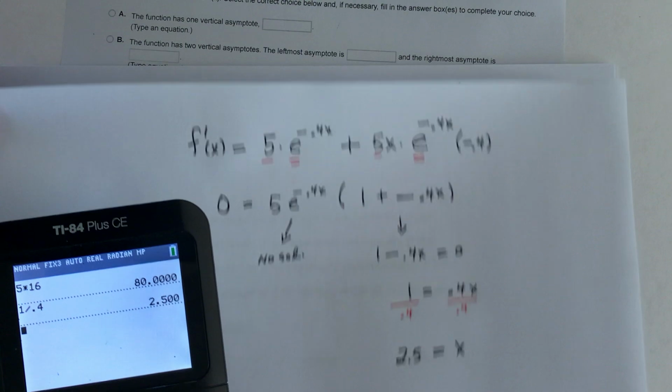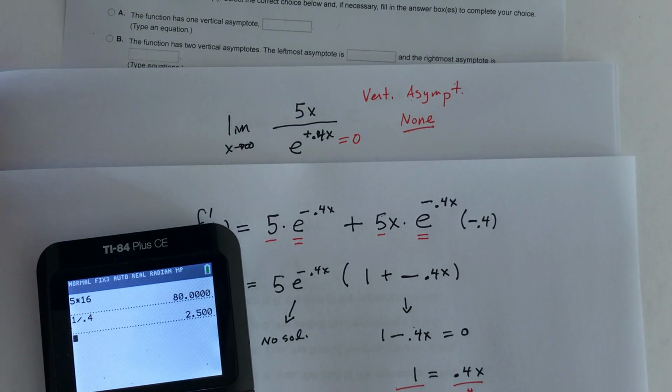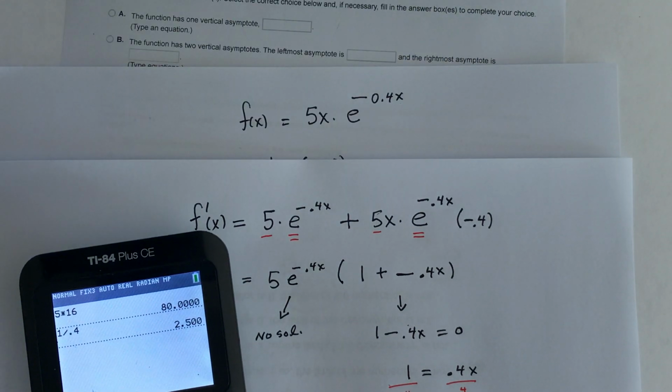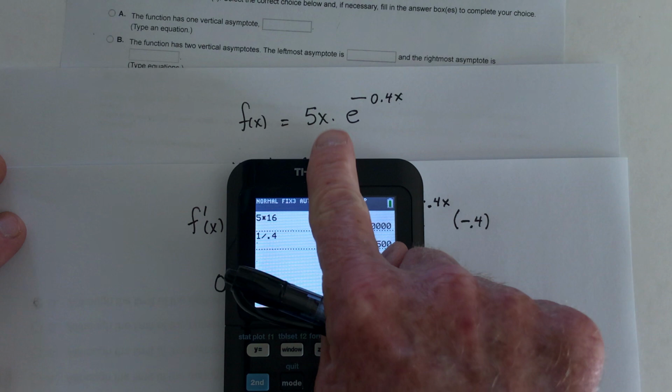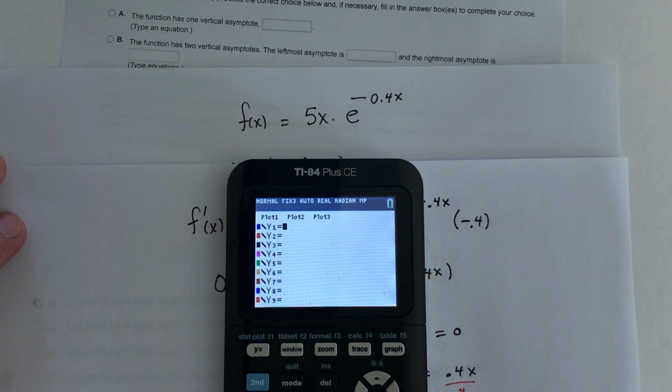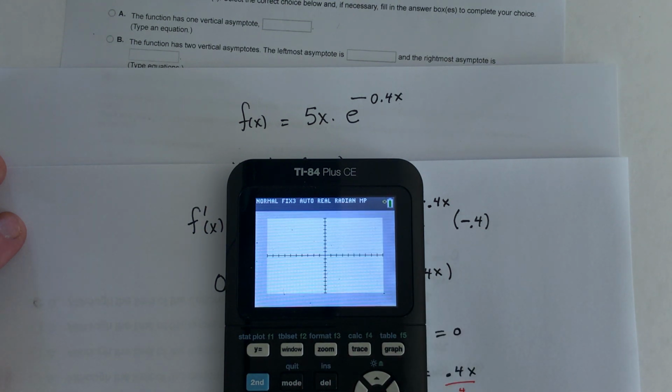And now it's time to look at the original graph and see what's going on. Okay, so here's the original function. It's got a 5x times an e to the negative 0.4x. And I just got x equals 2.5 as an important point. So what's happening at x equals 2.5?